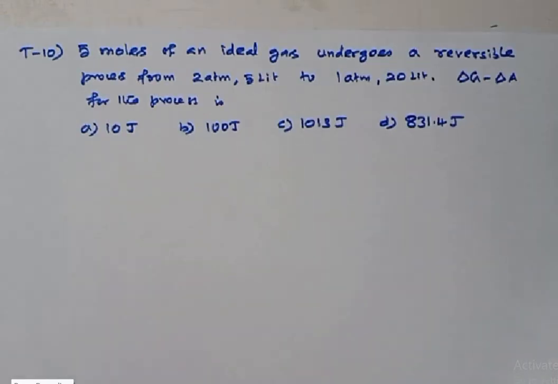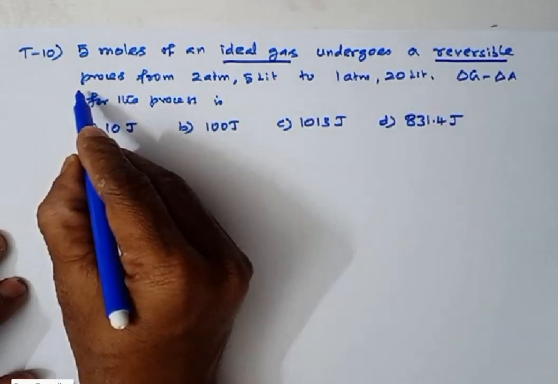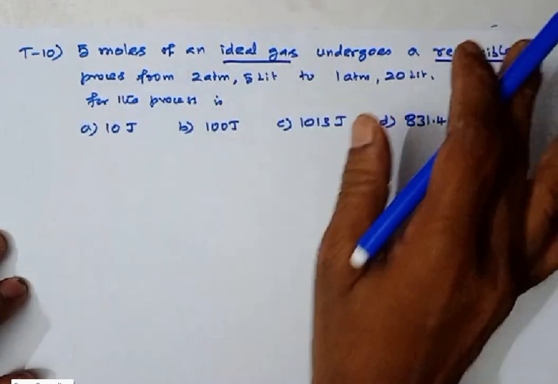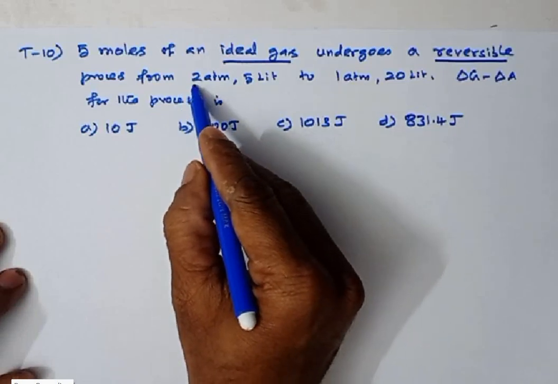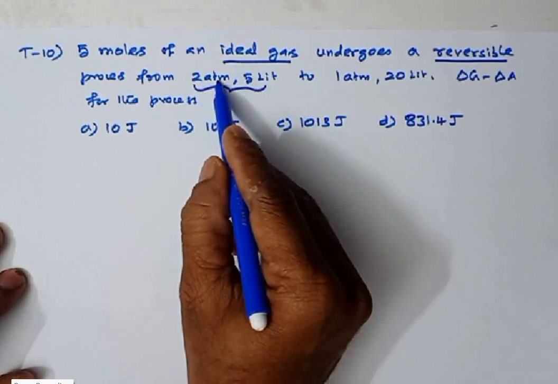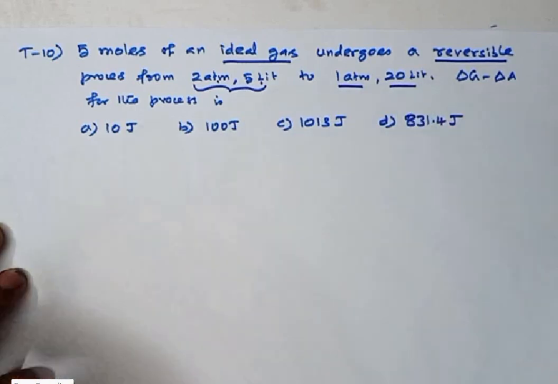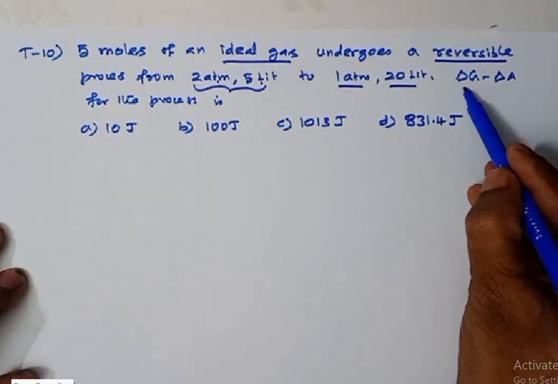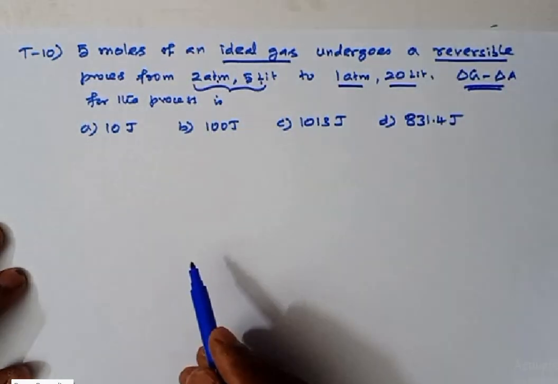Yes, just go through this question. 5 moles of an ideal gas undergoes a reversible process. Ideal gas is given, it is a reversible process. What is actually happening here? The gas moves from initial state 2 atmosphere, 5 liter to a final state 1 atmosphere, 20 liters. The question asks delta G minus delta A for the process.